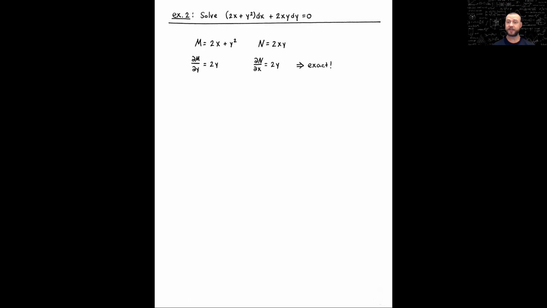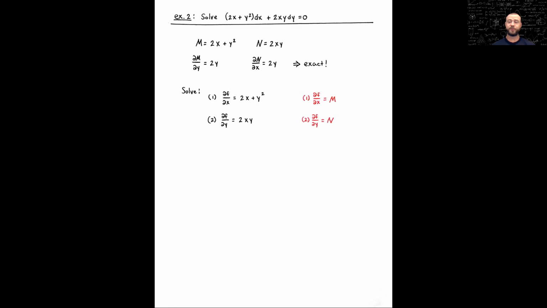All right, you always want to check this. If the ODE is exact, then you can jump down to solving those two equations. If it's not exact, we have to do something else. Fortunately, it is exact. So we can solve these two equations. The x partial derivative of f should equal 2x plus y squared. And the y partial derivative of f should equal 2xy. And then in red, those are the general equations. The x partial derivative of f should equal m, and the y partial derivative of f should equal n.